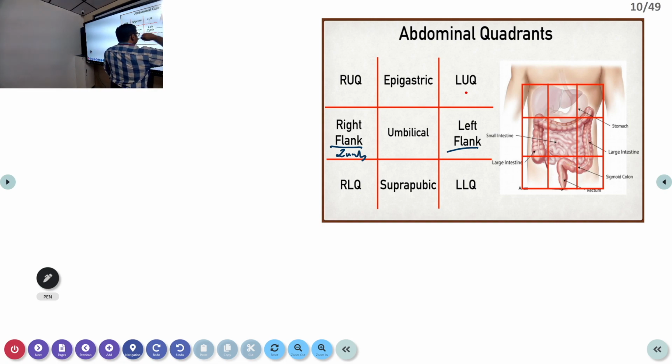In the right hypochondrium, it's mainly the liver, as well as some part of the hepatic flexure of the transverse colon. In the epigastrium, the pancreas will come here in the retroperitoneum.